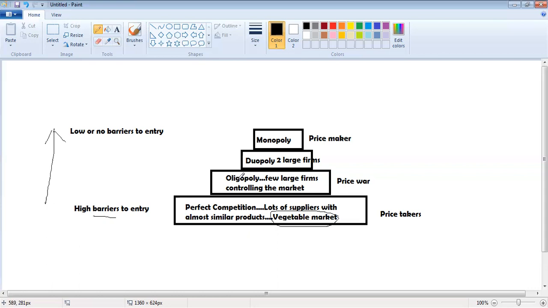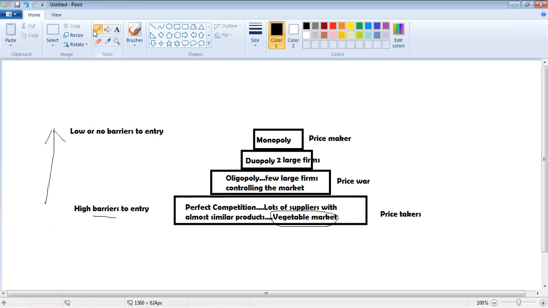Second of all, you need lots of experience, right? Or maybe even a license. You don't need a license to open a vegetable shop, right? But here, you need a license to operate as a bank or to operate as maybe a petrol company, oil company, right? So these are barriers to entry. Anything that stops you from entering a market is called barriers to entry.